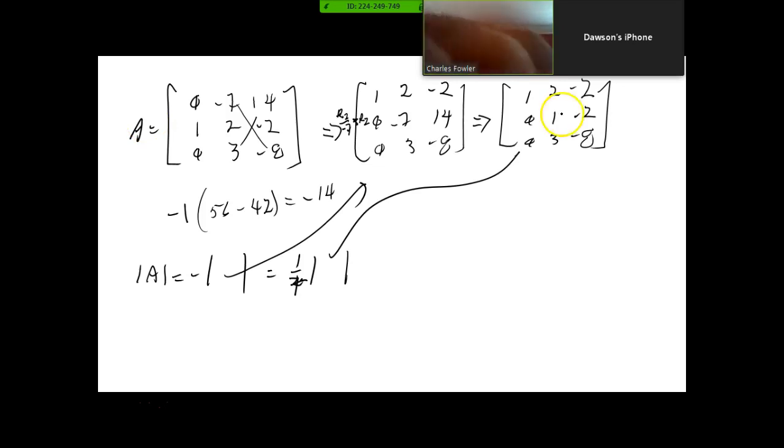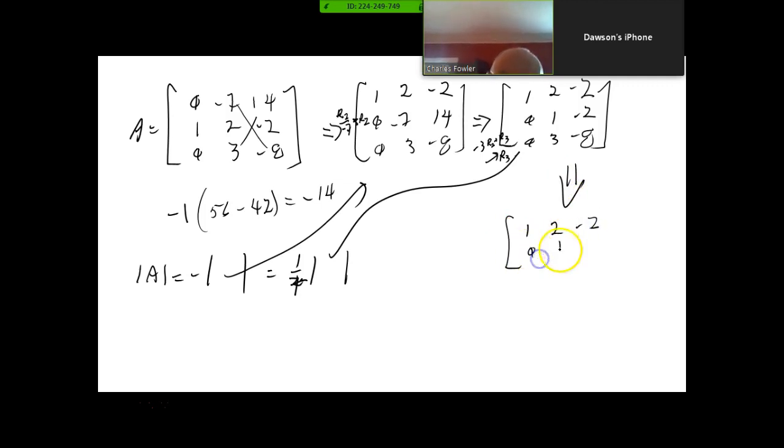Then the last step was -3 times row 2 plus row 3 is the new row 3. And that would then produce 1, 2, negative 2, 0, 1, negative 2, and the last row would have been what?